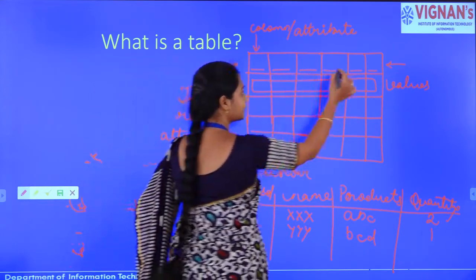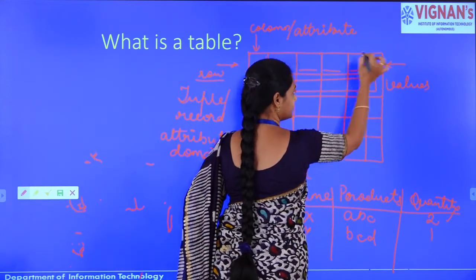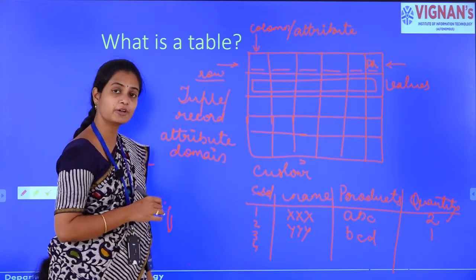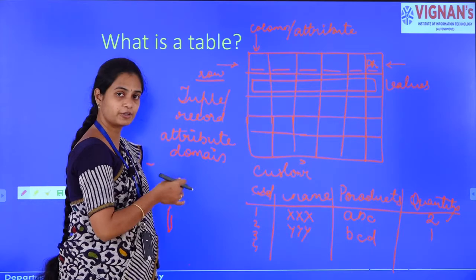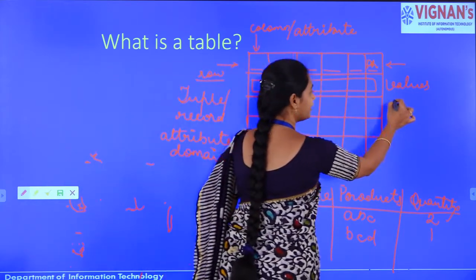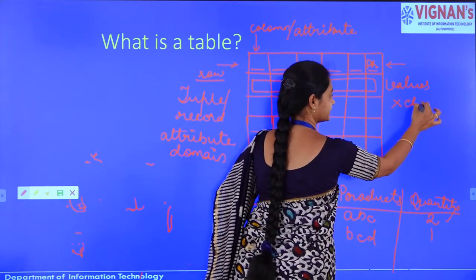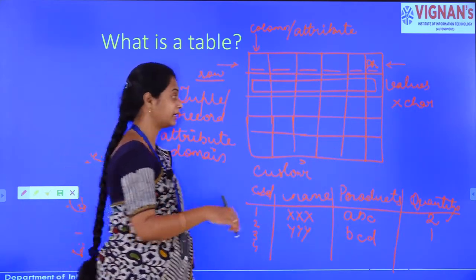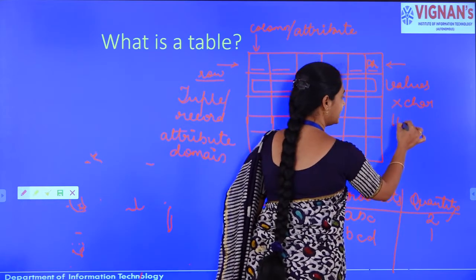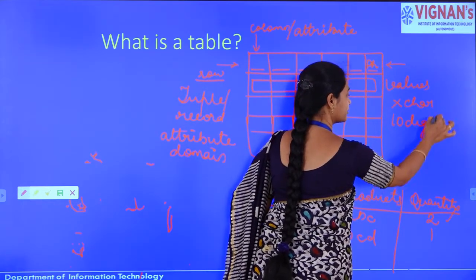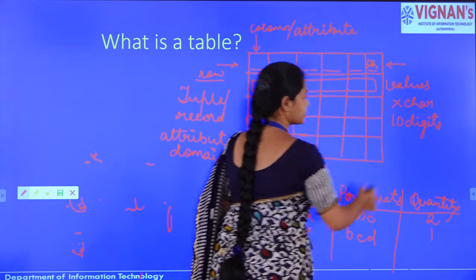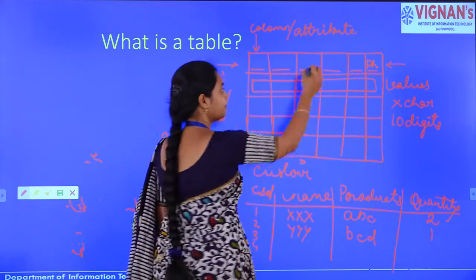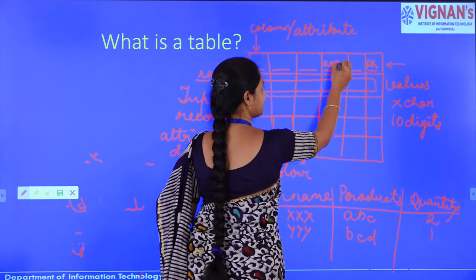Say I take phone number as an attribute. What is the attribute domain here? Phone number will not allow characters, and at the same time the phone number should carry 10 digits. So, this is the normal domain of the phone number.